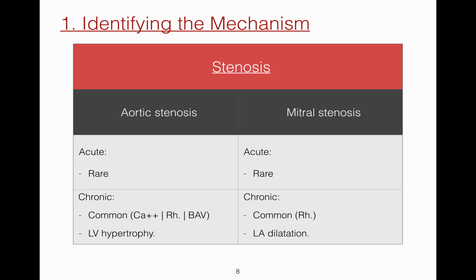Acute mitral stenosis is also rare. More often, mitral stenosis is chronic. Chronic mitral stenosis results in increased left atrial pressure. As a result, left atrial dilatation is a typical response to chronic mitral stenosis.